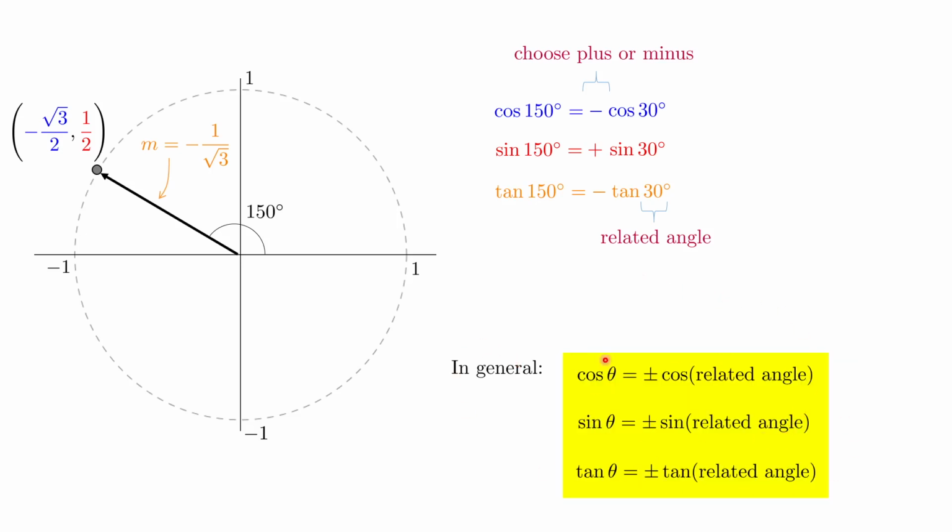We can kind of summarize that as a general formula. So cosine of any angle, choose a plus or minus, and then it will be cos of whatever the related angle is in that situation. And of course, similar results for sine and tan.